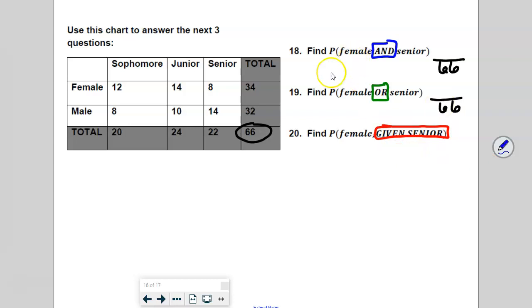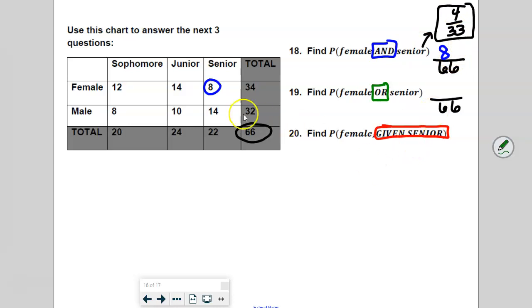All right, female and senior. So the intersection of female and senior would be these 8 ladies right here. So 8 out of 66. Let's see, if I reduce that, that would be what, like 4 out of 33? I think that reduces to that.